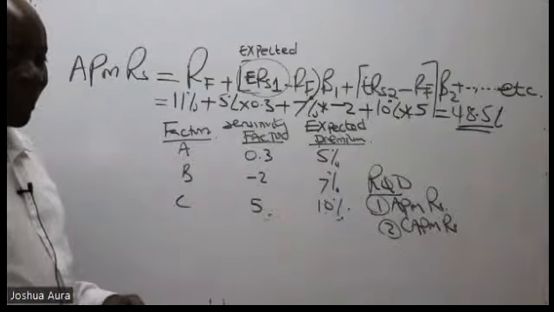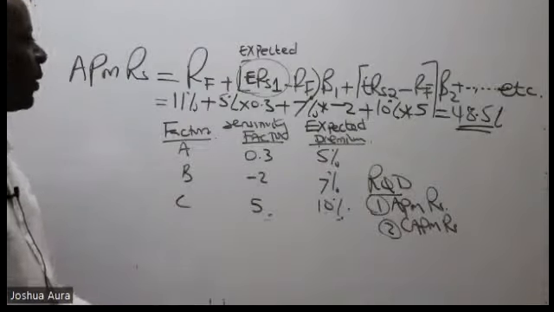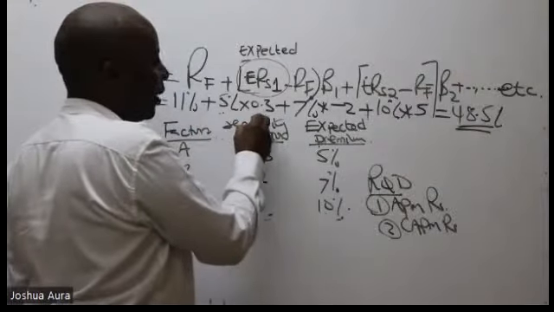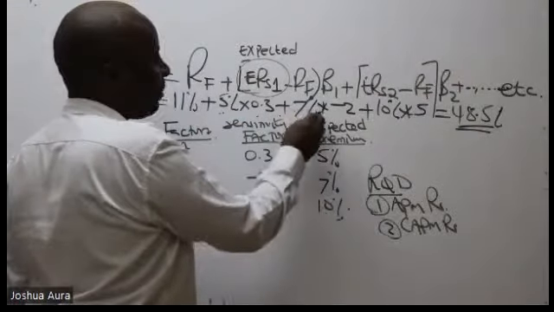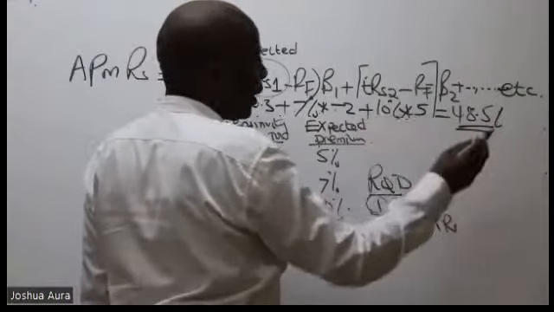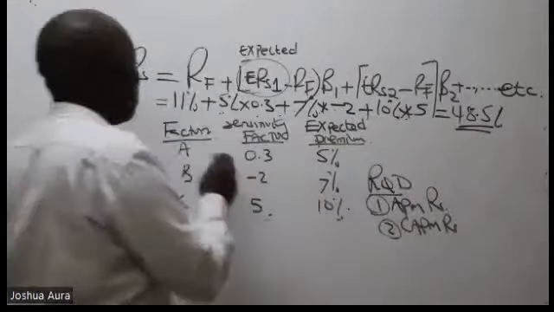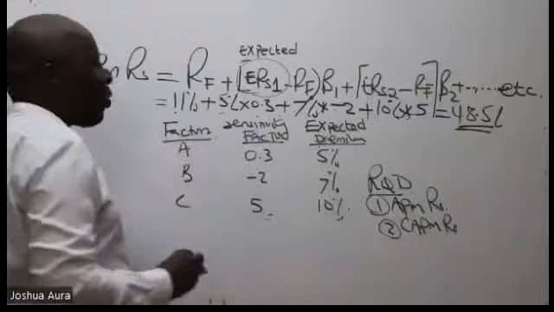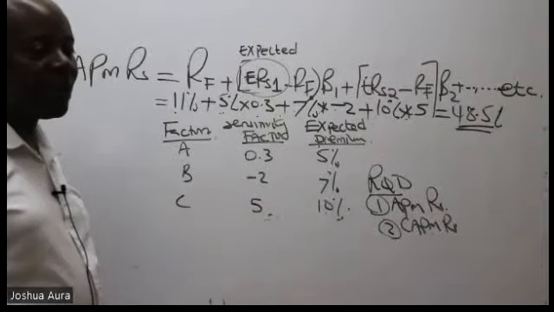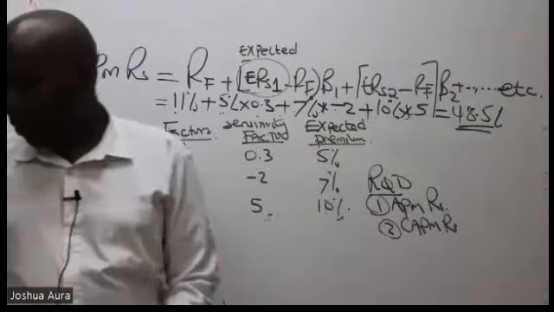I'm not getting it. Just try. You can start with this. Put the decimals: 0.05 times 0.3 plus 0.07 times -2 plus 0.1 times 5. Whatever you get there, come and add it to 0.11. Take your time, Susan.